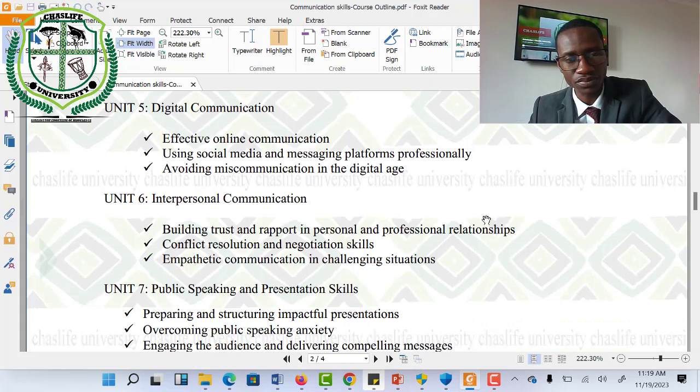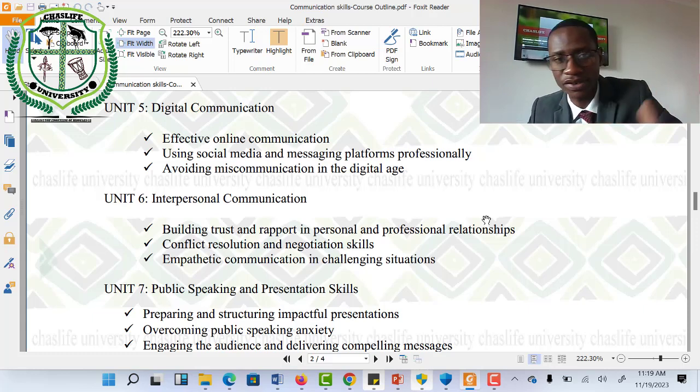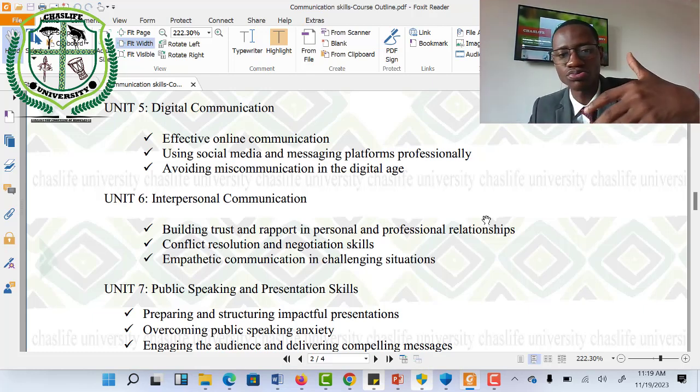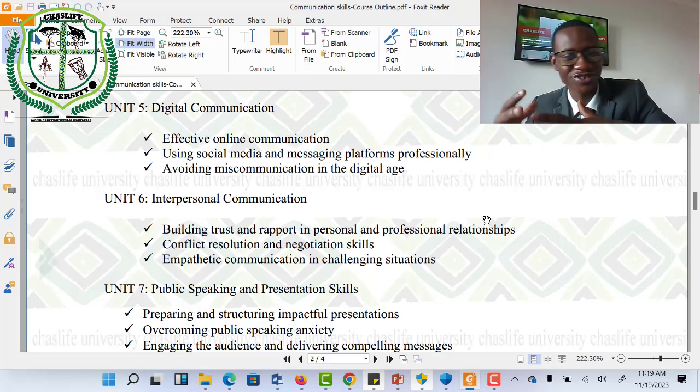One other component, Unit 6, we're going to look at interpersonal communication. What are we trying to say? Interpersonal communication, we're talking about building trust, okay? Building rapport in personal and professional relationships, okay? How do you build trust and rapport? How do you build that connection in personal and professional settings?